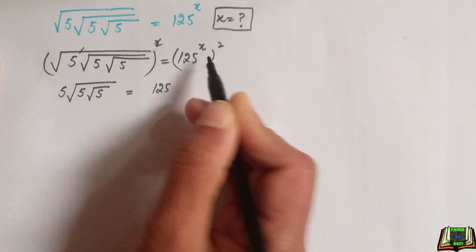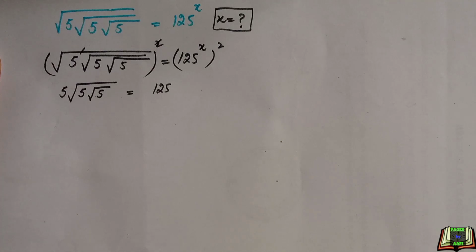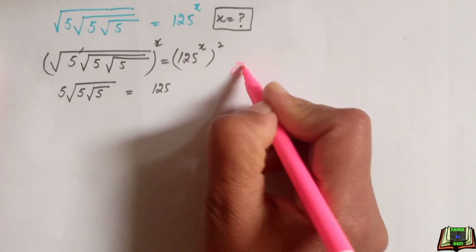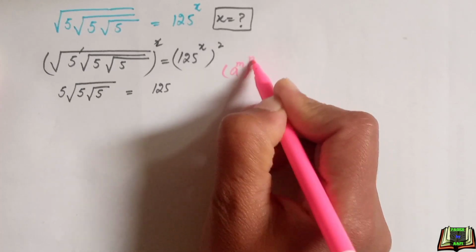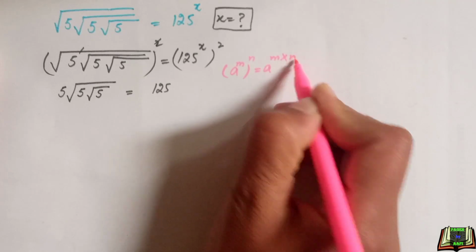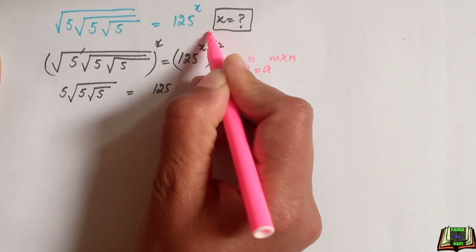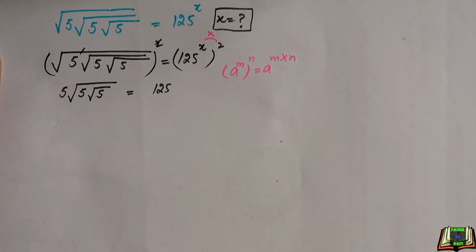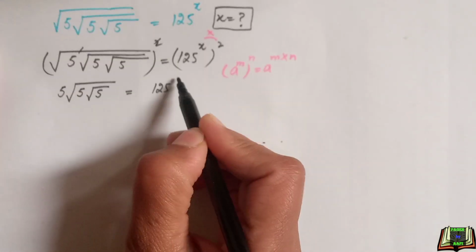And these two powers are going to multiply, because we are going to use the power of a power rule. That says if a raised to power m is raised to the power n, then we can multiply the powers, m times n. So here we are going to multiply these two powers, 125 raised to the power 2x.